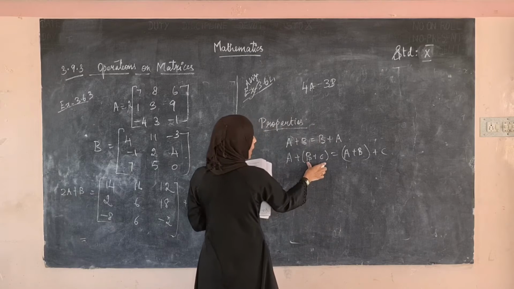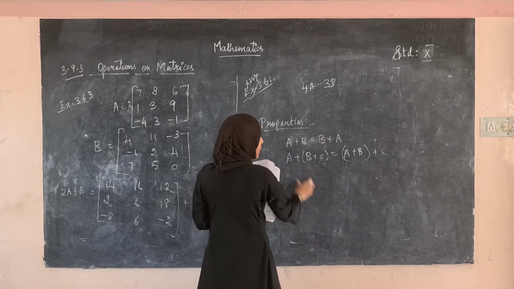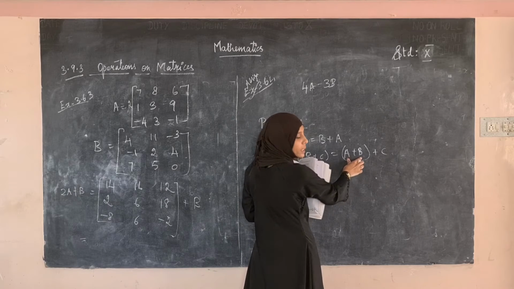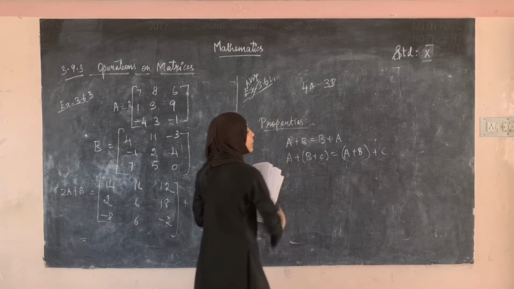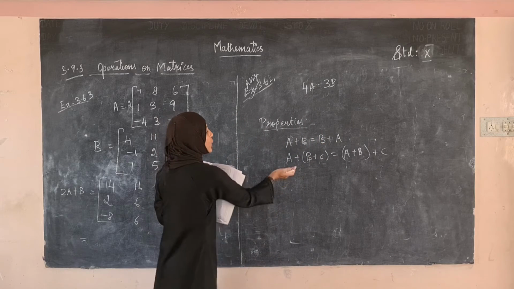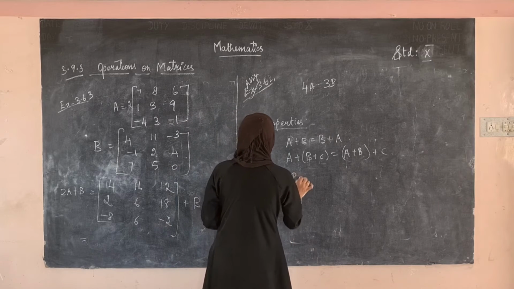That is, first you have to add these two matrices and the resulting matrix should be added with C. Similarly, we have to add these two matrices and the resulting matrix should be added with C. The answers will be the same. This is said to be the associative property and this is said to be the commutative property.